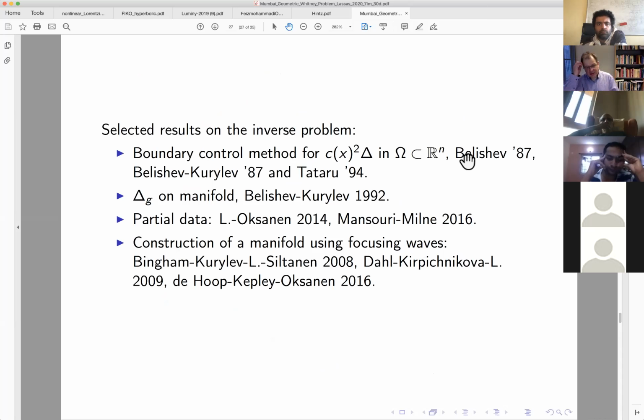Here are some classical results. The so-called boundary control method was developed in the 80s, and it became a very strong method when there was Tataru's unique continuation result for the wave equation that made it work in the class of Riemannian metrics. Belishev and Kurylev studied this in the early 90s on manifolds. Recently, we have been working on partial data problems, and there is also a new method based on focusing of waves, which Maarten de Hoop and Lauri Oksanen from Rice and the University of Helsinki were able to develop so much that you can actually implement this numerically.